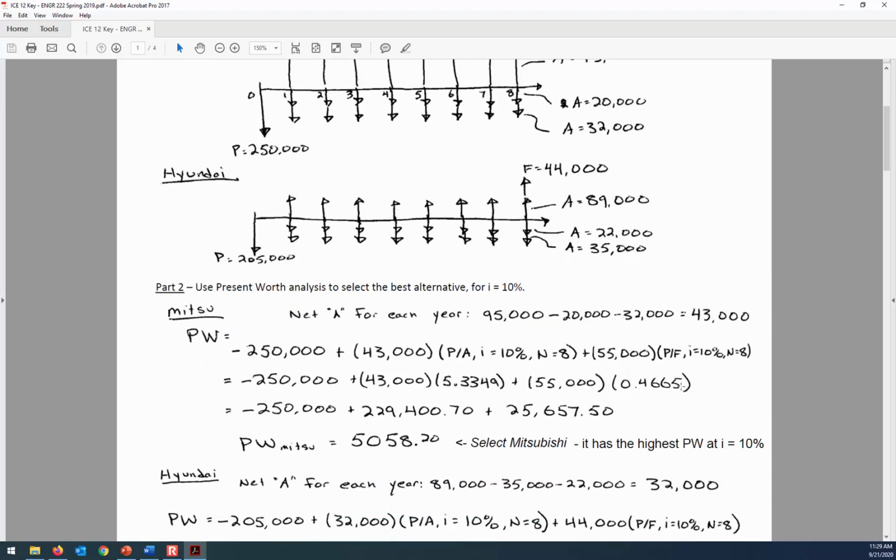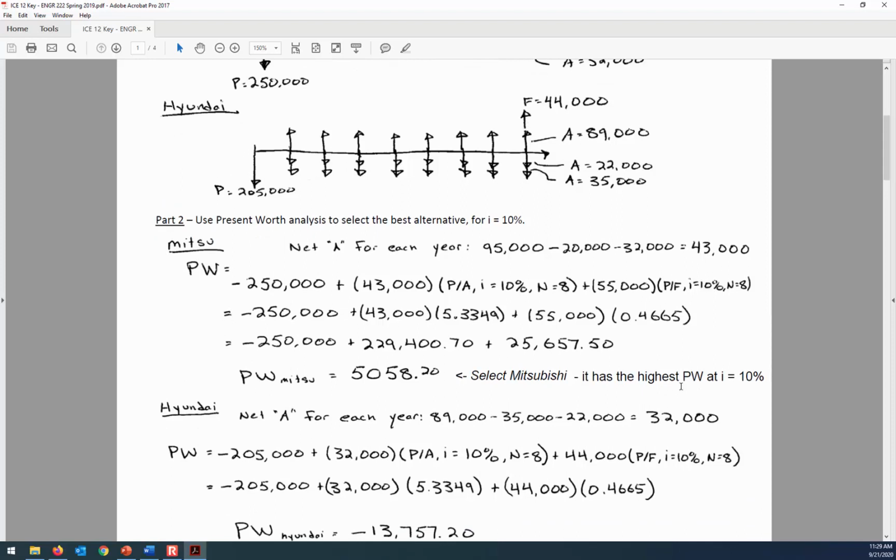We do the same kind of technique for the Hyundai alternative. You can see the Hyundai has the 205,000 already at the present, so it doesn't need to be converted. We don't have to multiply it by any factor because it's already at time 0. The net revenue is $32,000 each year. Again, we use the same factor because it's still 10%, it's still n equals 8, and it's still find P given A. Same factor for the future salvage value, it's just that this time the salvage value amount is a little bit less. And altogether, the Hyundai option is negative.